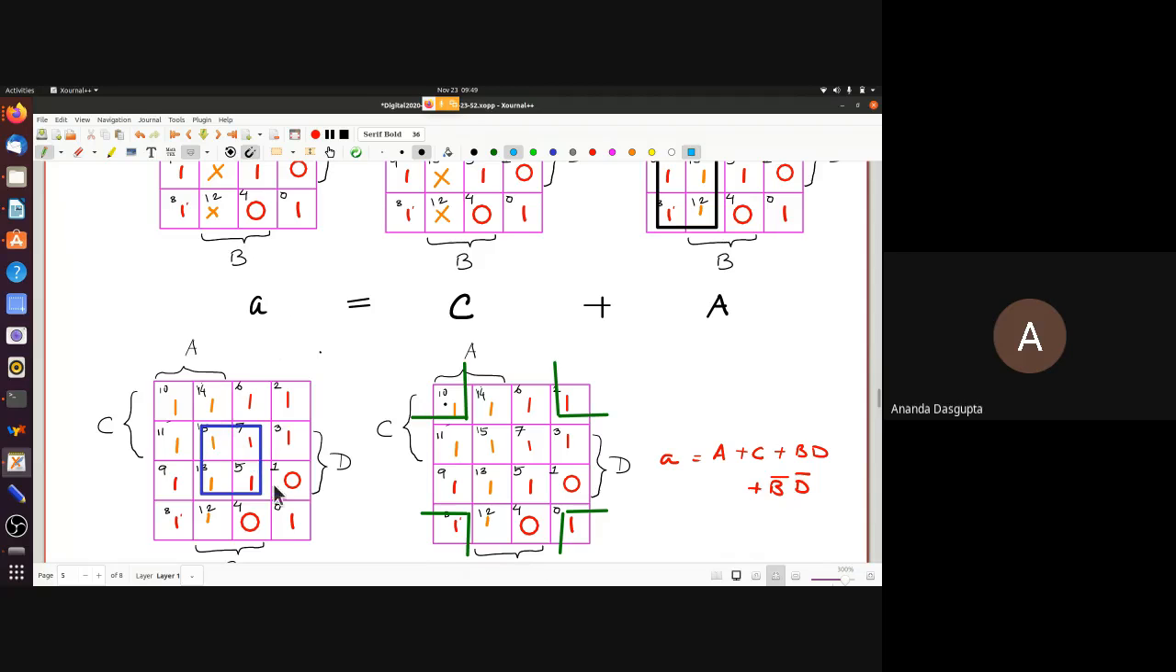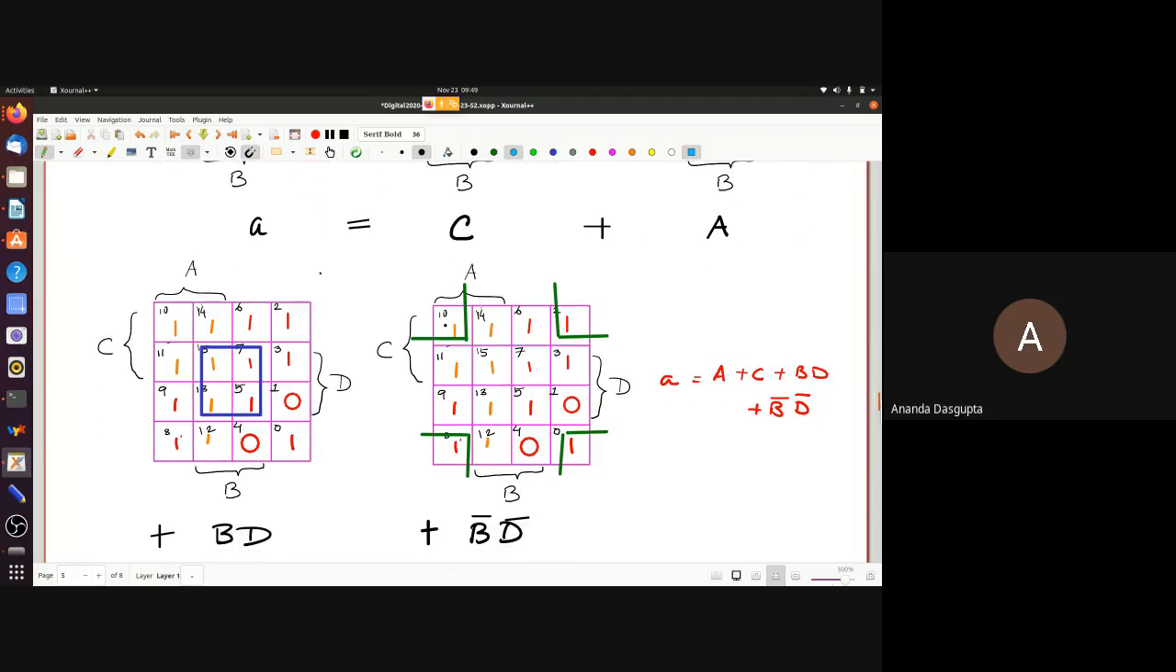So this one and the corner ones. This is the trickiest one to get, because with corner ones, you have to remember all the corners are wrapped together. So this single one in the corner is actually all 4 together. So that's C plus A plus BD plus B bar D bar, and that's it. That's the simplest version for A. Is that clear to everybody? Any questions?